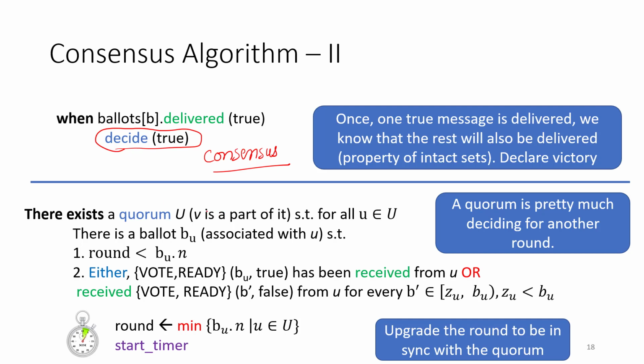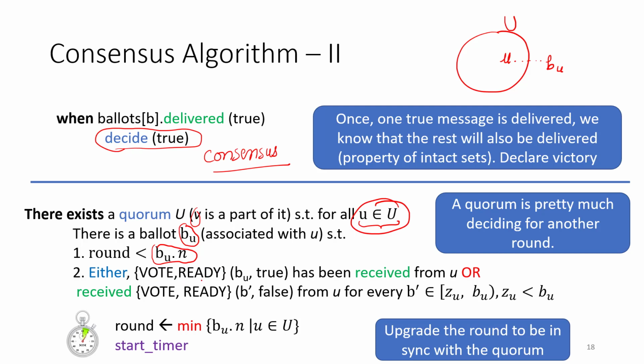So here is what we do: assume a node V and a quorum U where V is a part of the quorum. If let's say for all nodes in the quorum that V is a part of, there exists a ballot BU such that, BU is a ballot which is associated with U. And what is U? U is a node in the quorum. So let me draw this. This is the quorum, this is a U within it, and associated with it is a ballot BU. So there has to exist a ballot BU such that the current round is less than the round of the ballot, so BU dot n.